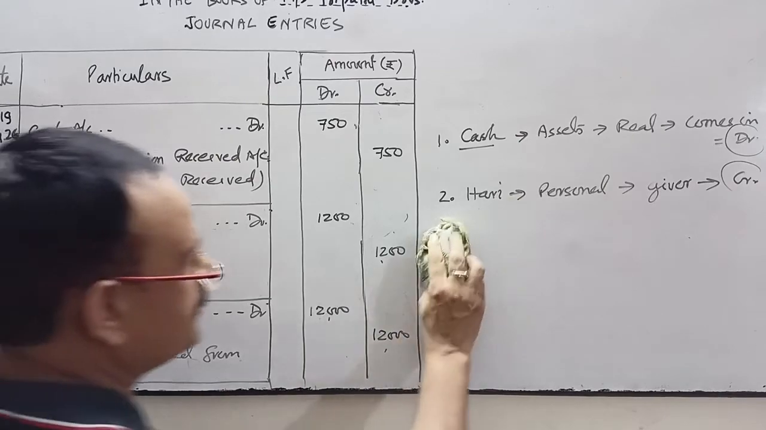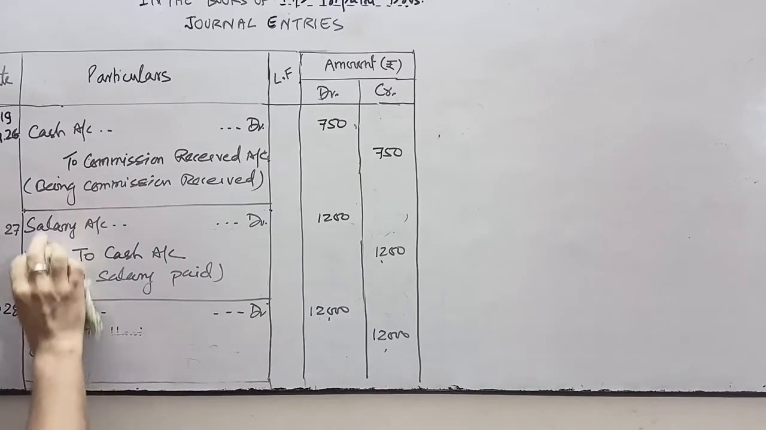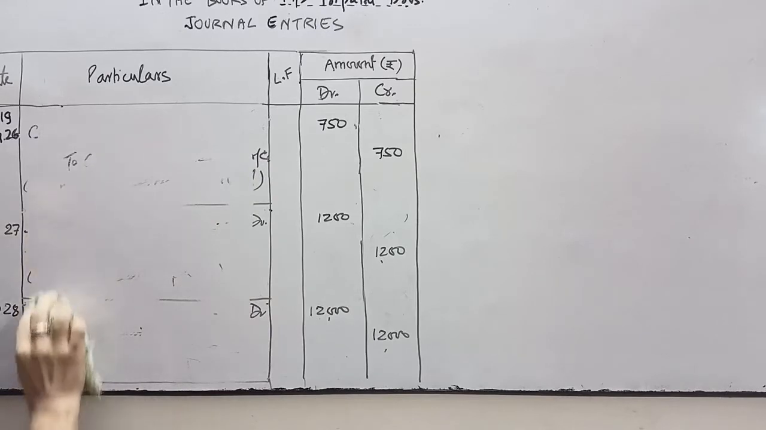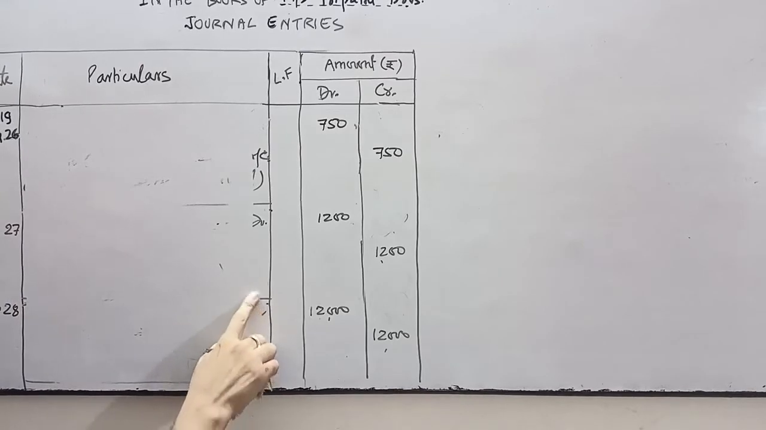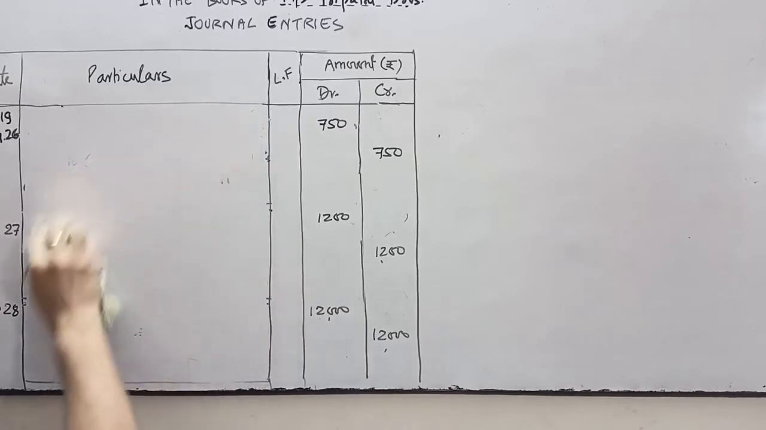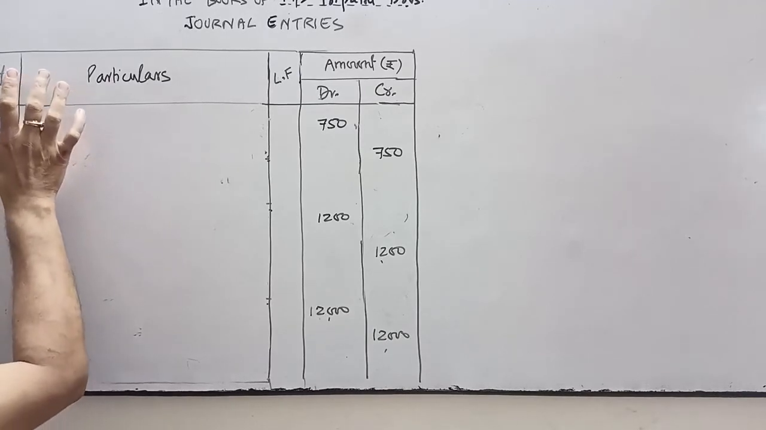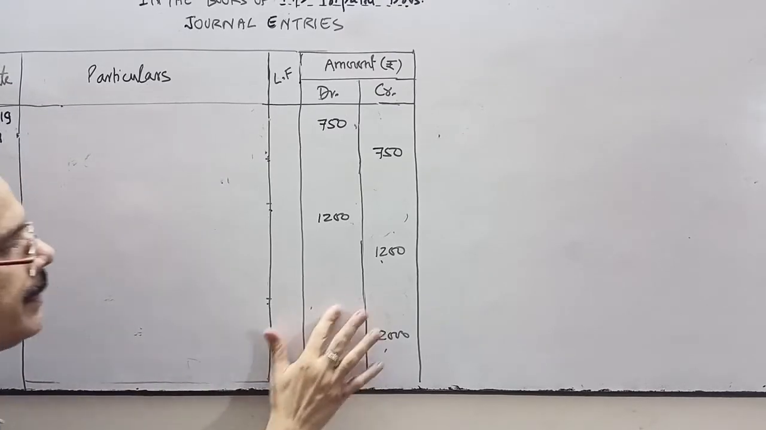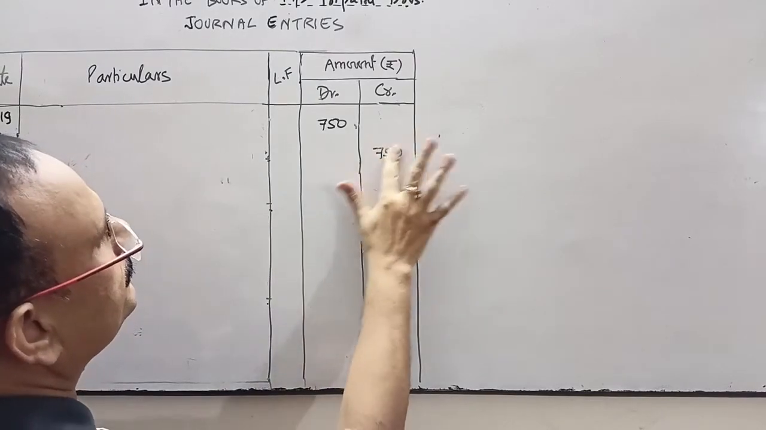Now next transaction. See the next one. Again I am erasing this space. Format will be the same. Within this format I am going to enter the next transactions. I am not erasing the complete format, only erasing the information which is given inside it, so that the new transaction will be recorded by me here.